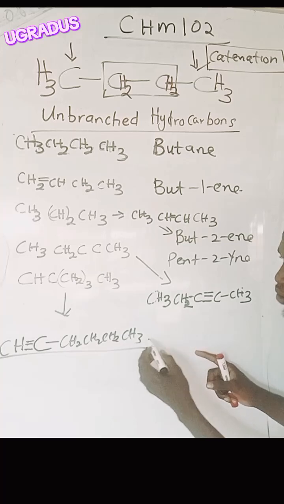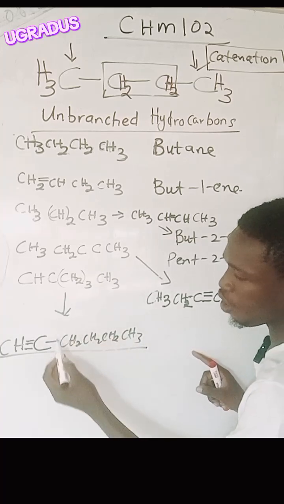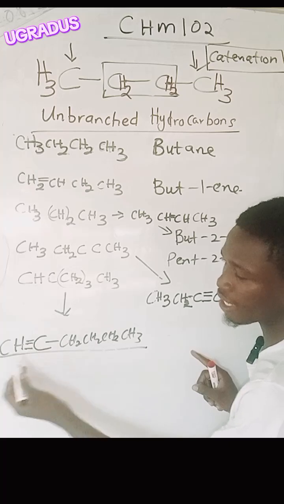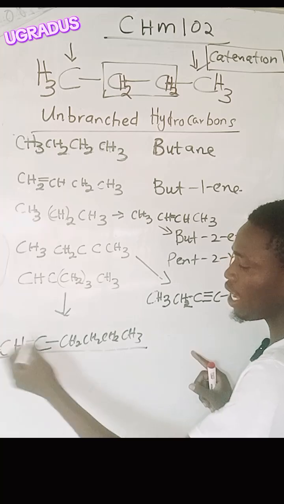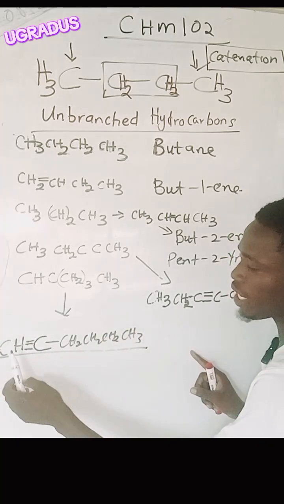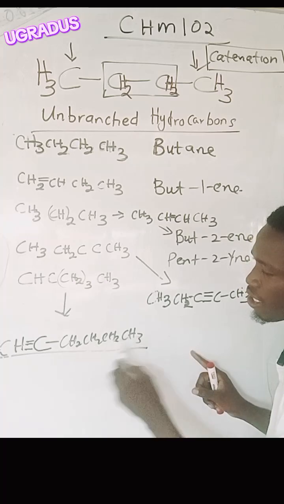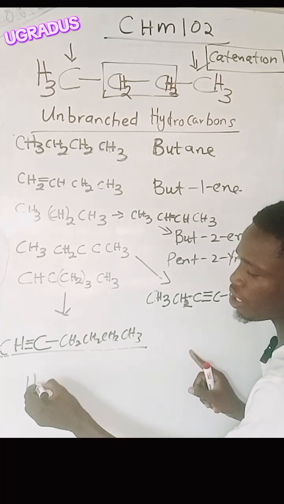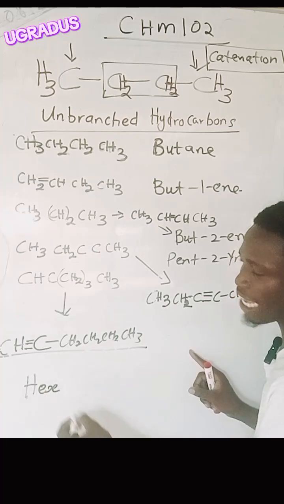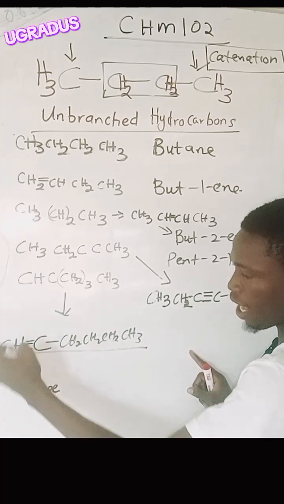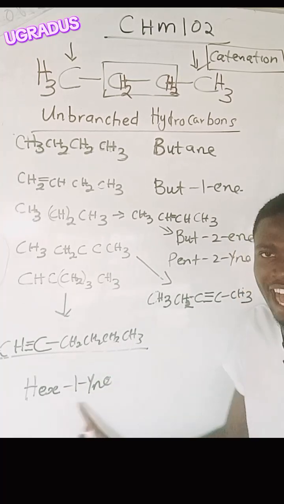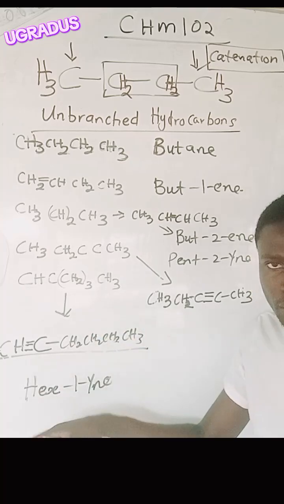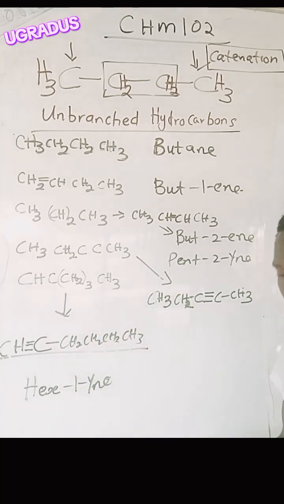Now, if you want to name 1, 2, 3, 4, 5, this side is too long. That's 5-yne. But if you come from the left, 1, you have seen the yne. So it's better to come from here than from here. So count your longest chain: 1, 2, 3, 4, 5, 6. So this will be the parent name. The Greek suffix required there is hex. Because of the location, 1-yne. Please note this. Whenever you can have a 1-yne, avoid 5-yne. Always go with the lowest number possible.